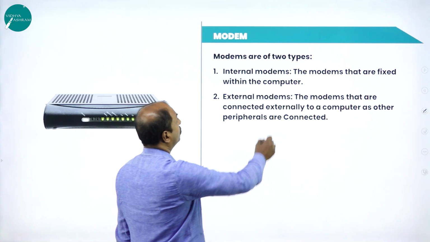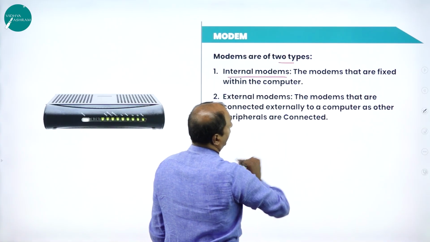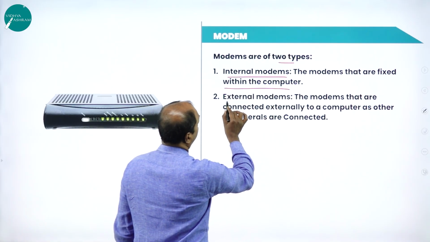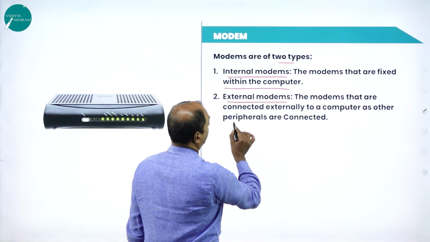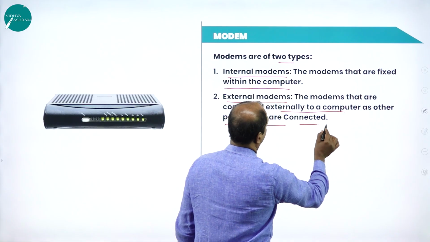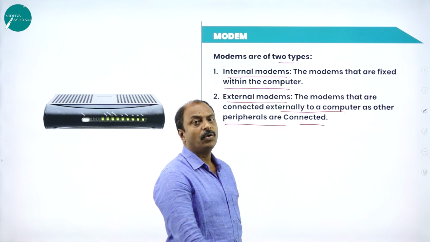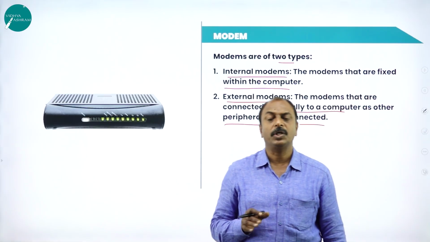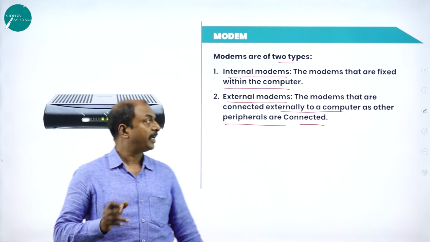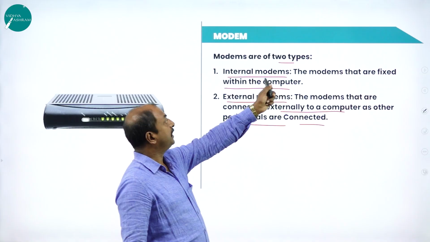Now there are two types of modem. One is the internal modem, which is fixed within the computer, and the other is the external modem, which is connected externally to the computer as other peripherals are connected. The internal modem is fixed inside the CPU of your computer, so that you directly connect the Ethernet cable to the NIC card.